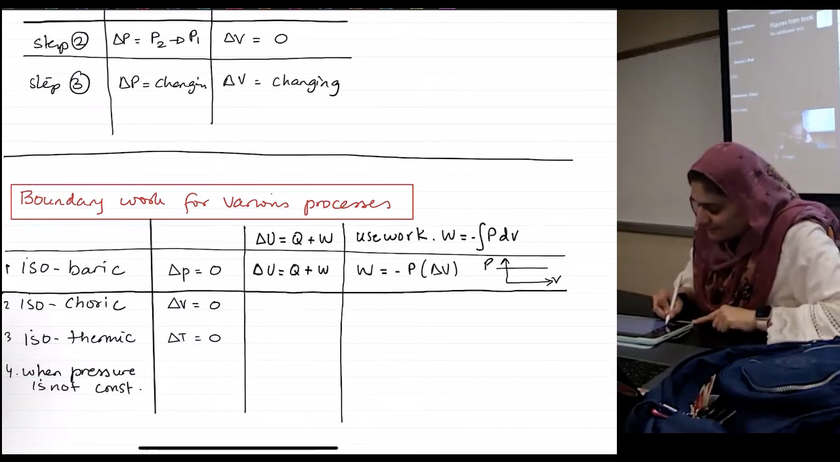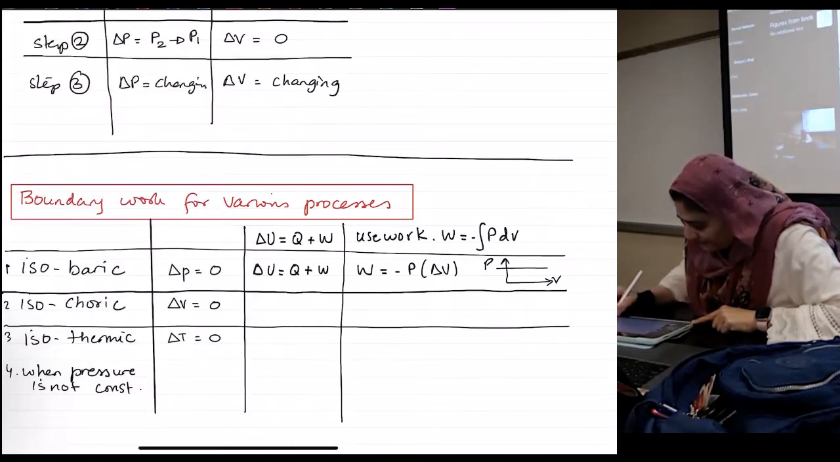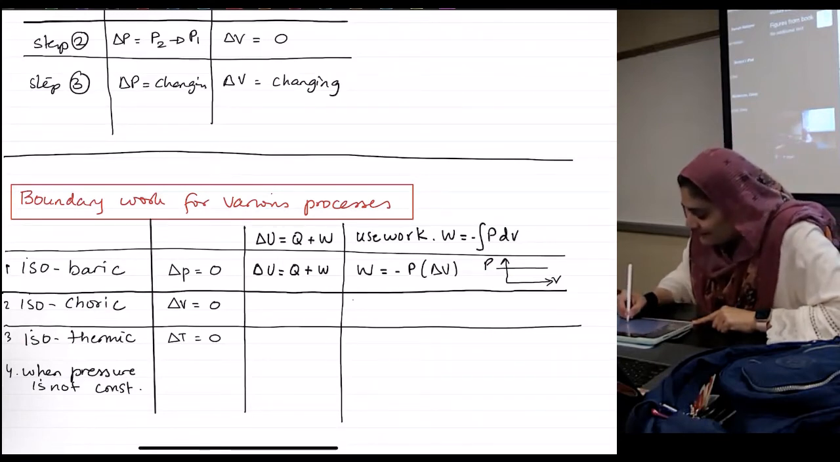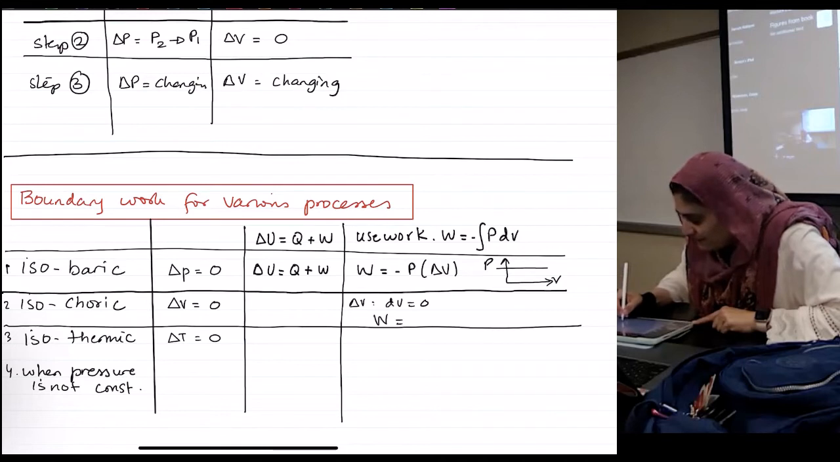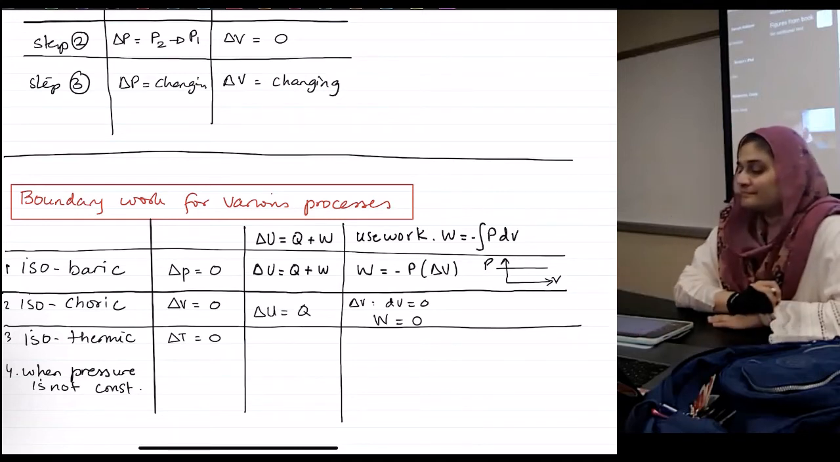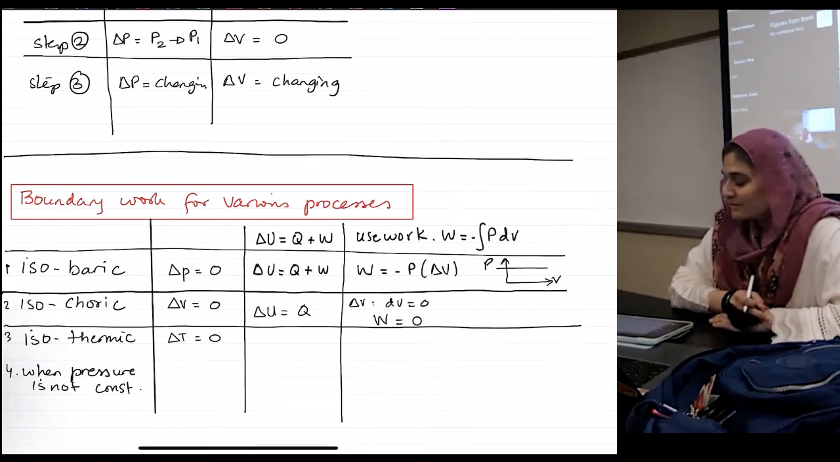Are we ready to do the next one? Isochoric. What happens when delta V goes to 0? When delta V is 0, that means dV is 0. That means work must be 0, which means I can write the first law as? Very good. There's no work done.